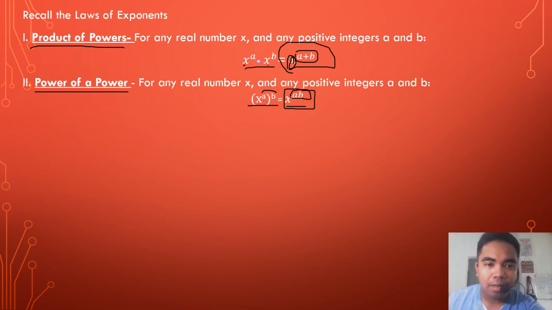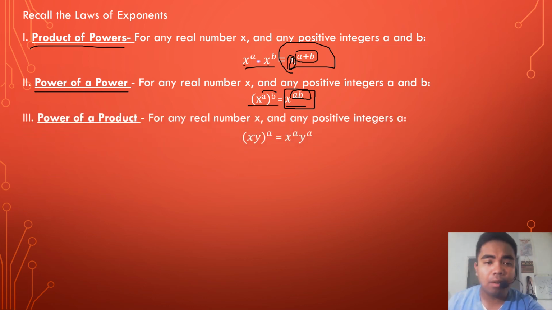Tandaan natin, basta power of a power, we're going to distribute only the outside exponent sa loob ng ating exponent na nasa parenthesis. Okay po? So next, we have the power of a product.